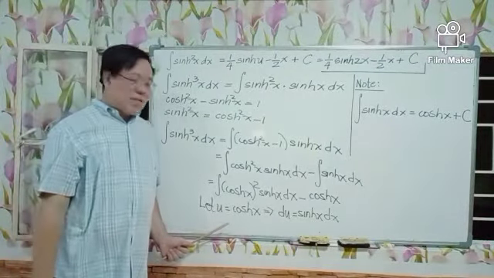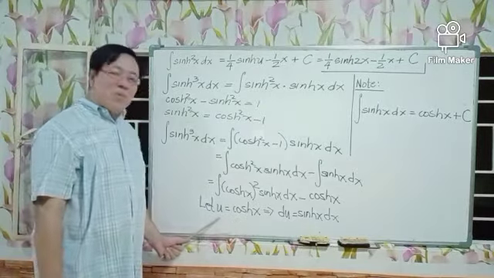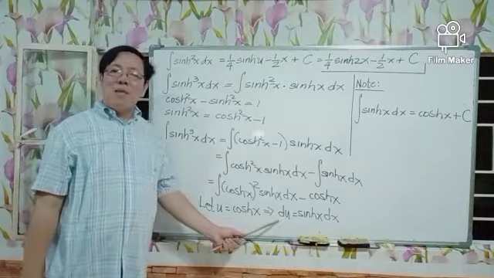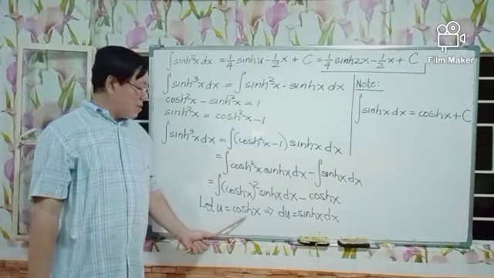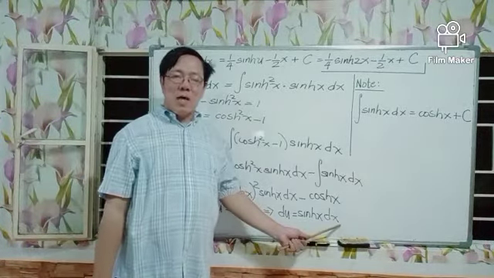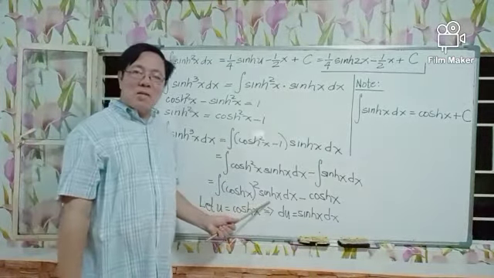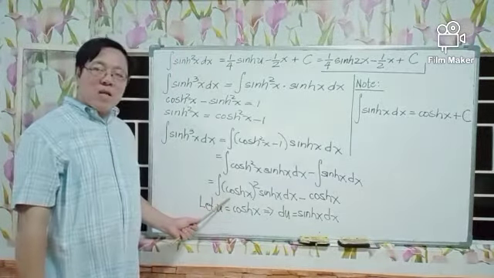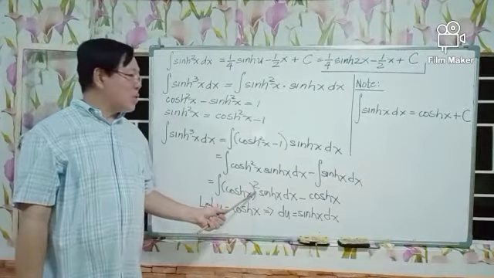Again, we let u equals hyperbolic cosine of x, and we differentiate both sides. The left-hand side with respect to u, derivative of u with respect to u is 1, multiplied by du is du. And derivative of hyperbolic cosine of x with respect to x is hyperbolic sine of x, multiplied by dx. In this integral, we replace hyperbolic sine of x times dx with du. And hyperbolic cosine of x, we replace with u raised to the power 2.